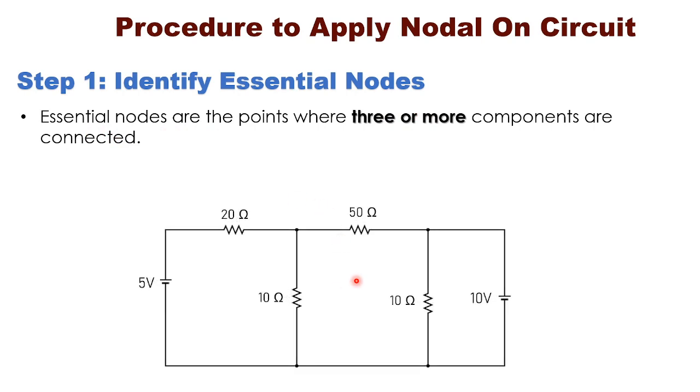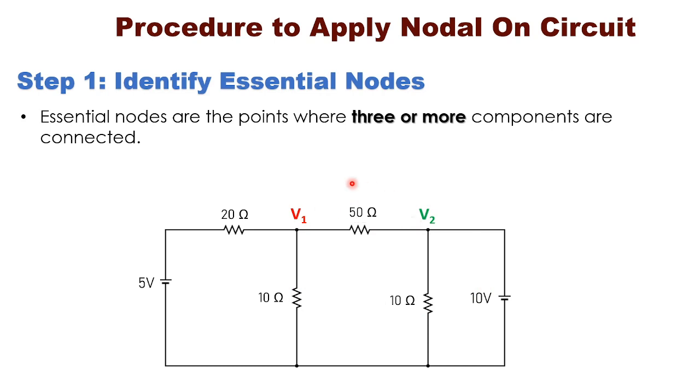Okay, so in this circuit, we will first need to find out which nodes are the essential nodes. Now, if you see, I have drawn V1 and V2 at these two nodes. These are the only two nodes that have exactly three components connected to them. There can be more than three, but in this particular situation, we have three components. For V1, it is 20 ohms, 50 ohms, and 10 ohms. And for V2, this is 10 ohms, 50 ohms, and this 10 volts voltage source. So these are our essential nodes.